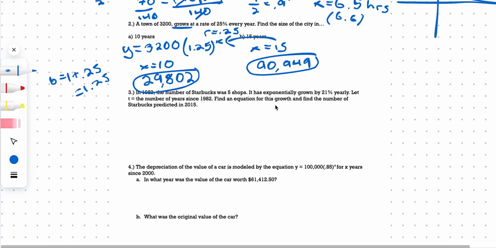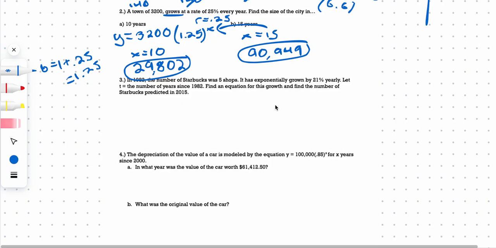Okay, let's move on to number 3. This says in 1982, it's kind of hard to see, but in 1982, the number of Starbucks was 5 shops. It has exponentially grown 21% yearly. Let T equal the number of years since 1982. Find an equation for this growth and find the number of Starbucks predicted in 2015.